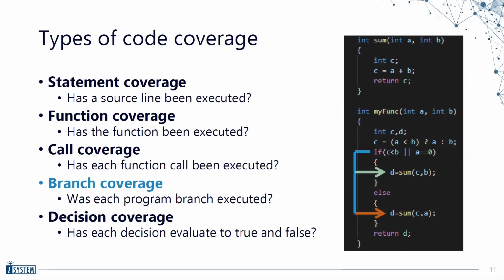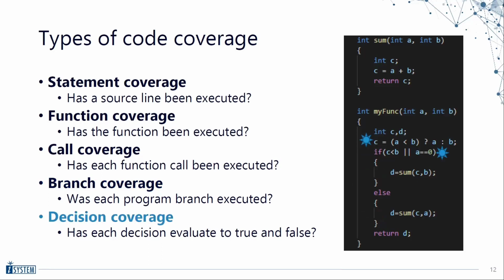Next, we have branch coverage. This coverage metric checks if every branch in your application has been executed. So in our function here, we have an if statement that branches into two possible ways depending on the condition outcome. So to achieve 100% branch coverage, both of those parts of the code would need to be executed.